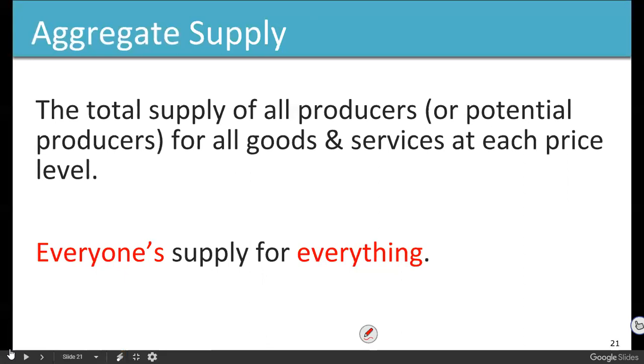The aggregate supply is everybody's supply of everything. Take everybody's supply for watermelons, chicken, chainsaws, fans, hot pepper, put all of it together, and you have the total amount of stuff getting made within the country. Everyone's supply of everything. And since I had those extra credit questions on this number, you kind of know what they'll look like on this number.